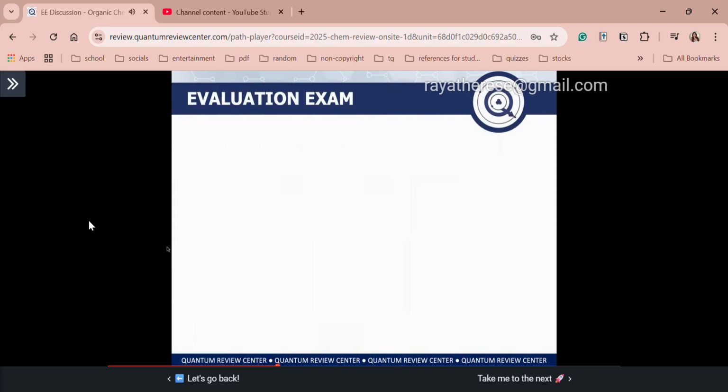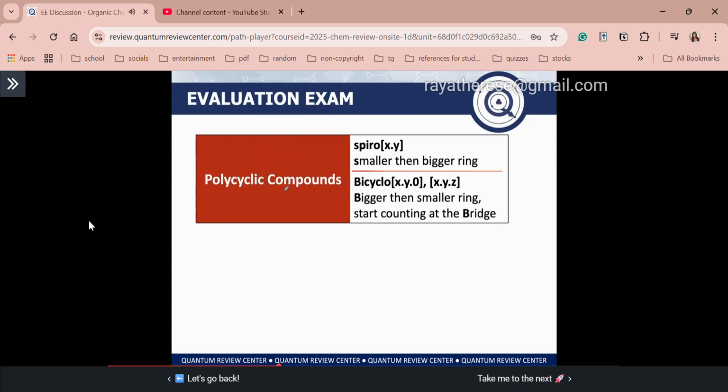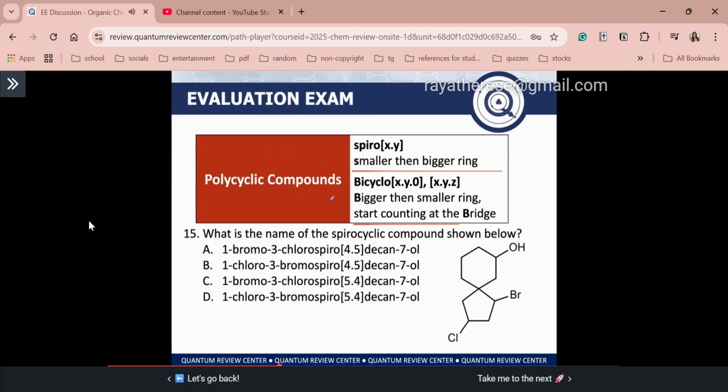Next. Class, for polycyclics, remember here our mnemonics. Spiro, smaller than bigger ring. For bicyclo, bigger than smaller ring. And don't forget, we always start counting at the bridgehead atoms. So what is the name of the spirocyclic compound shown below?